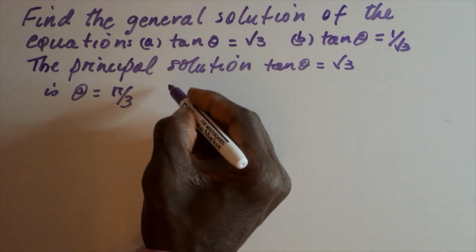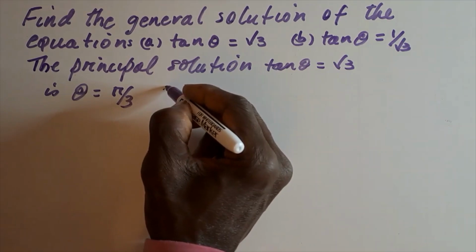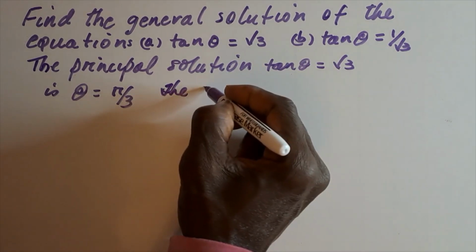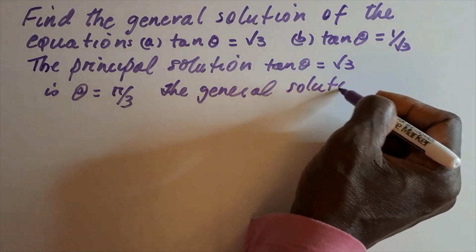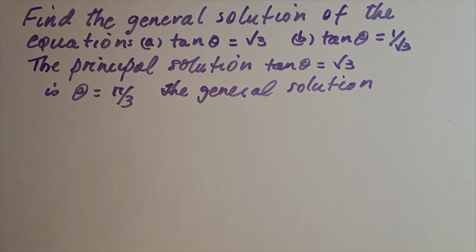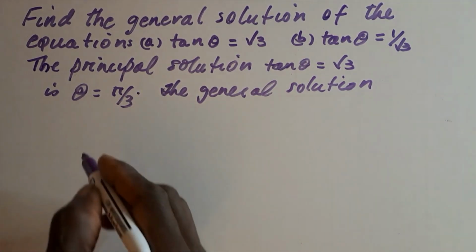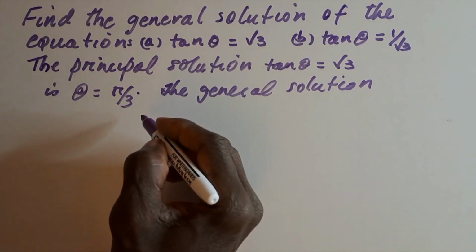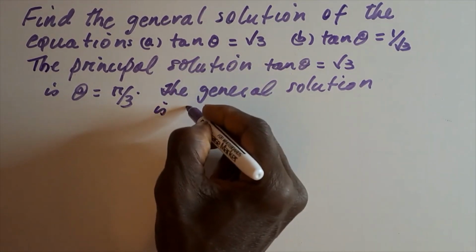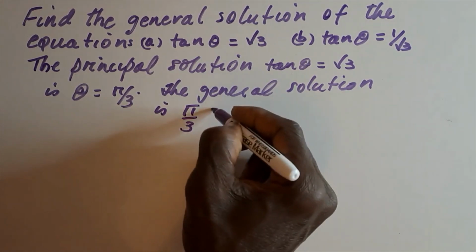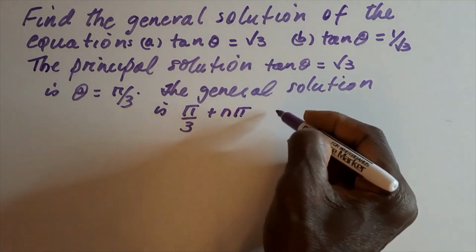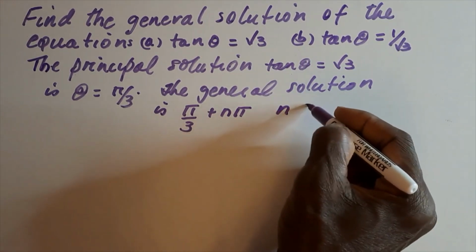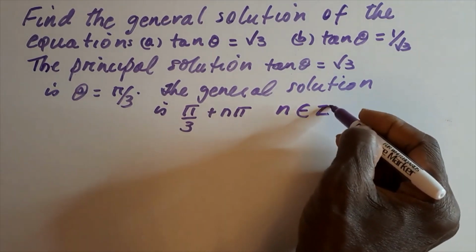So using our formula, the general solution, and you would have seen this if you looked at my previous videos published last night. So the general solution is pi over 3, and we had a multiple of pi, where n belongs to a set of integers.